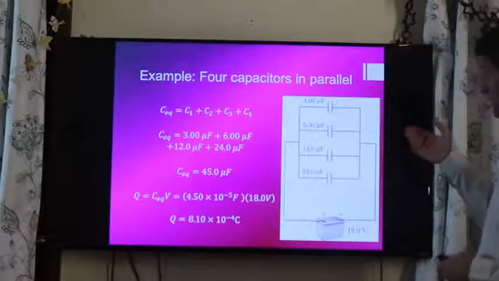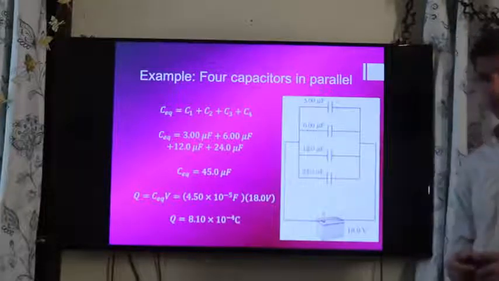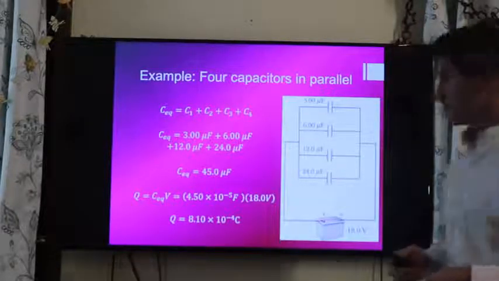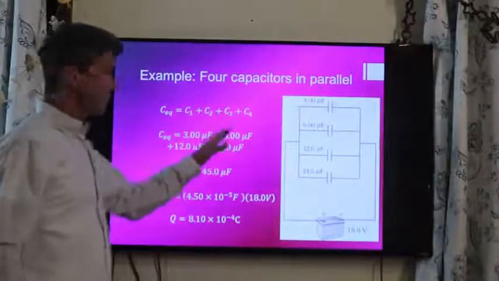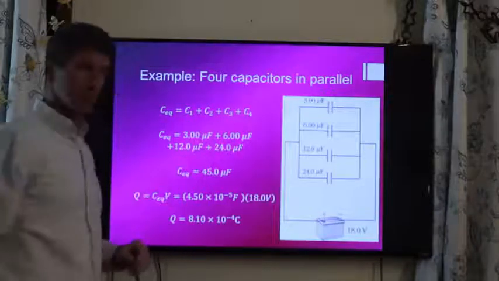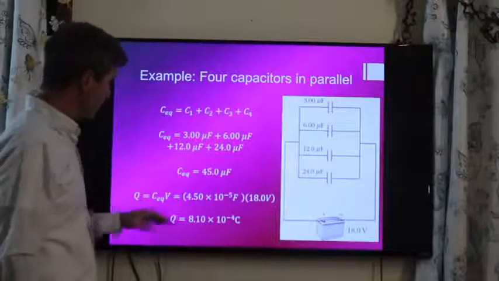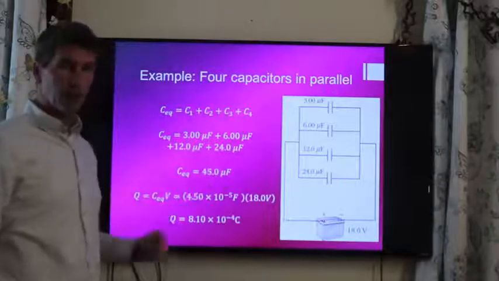So what we can first do is take these 4 and say, well, this is just going to act like one big capacitor. What is the equivalence going to be for that case? Well, C1 is 3, C2 is 6, C3 is 12, C4 is 24. Add all those up together, and we get an equivalent capacitance of 45 microfarads.